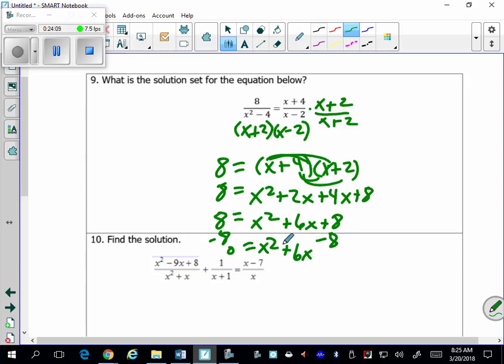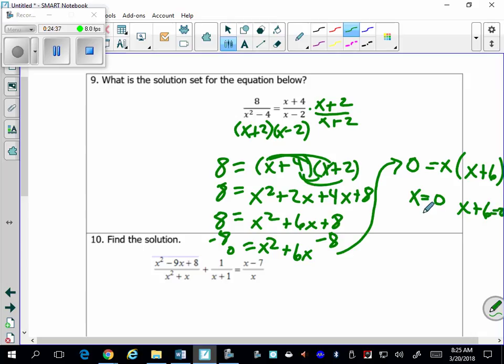First thing with factoring is look for a greatest common factor. There is one. So make each factor equal 0. So x equals 0 and x plus 6 equals 0. And the first one, it's already solved. X equals 0. Nothing to get x by itself there. Second one, just subtract 6. So x equals -6.